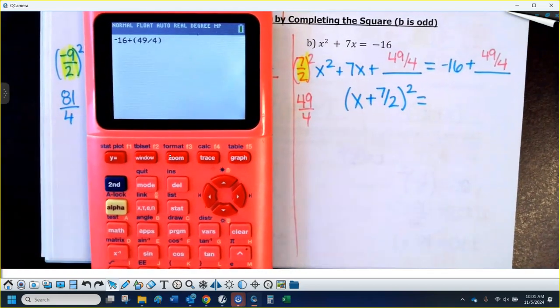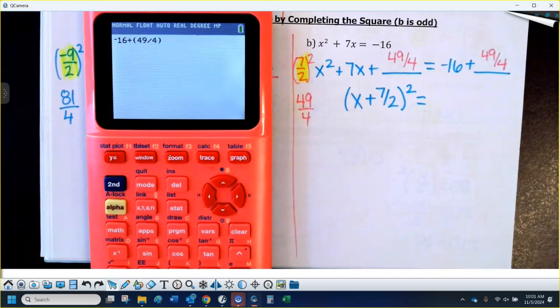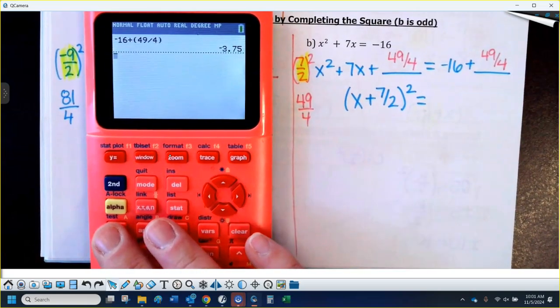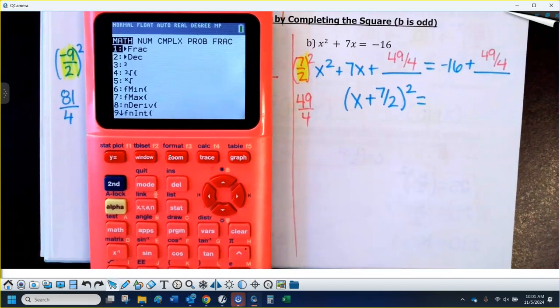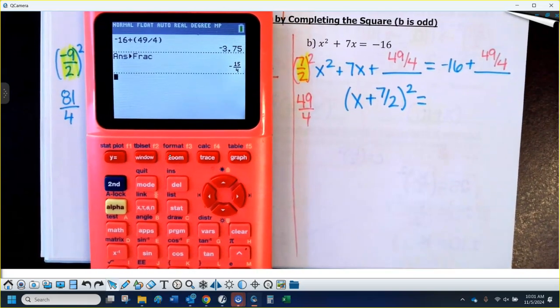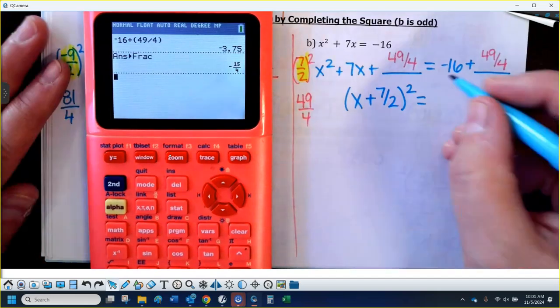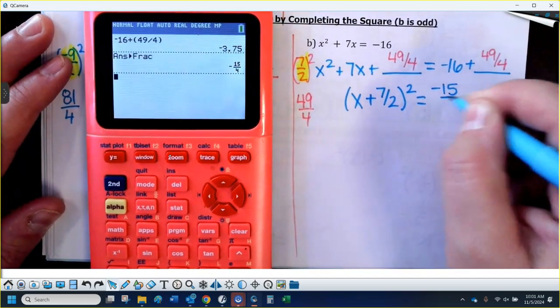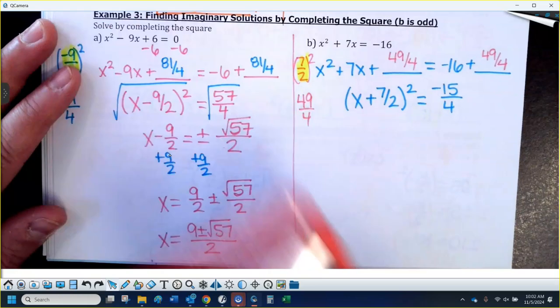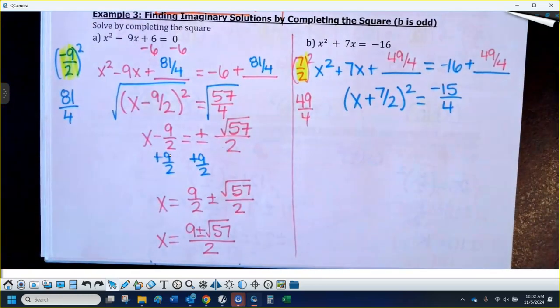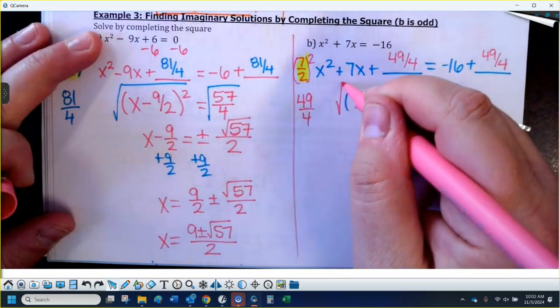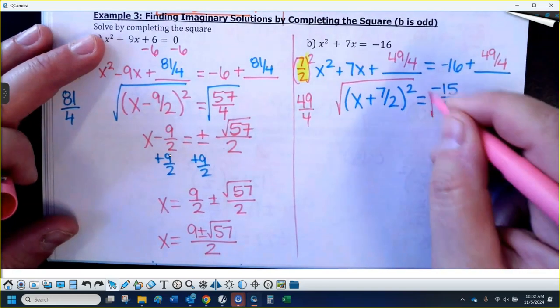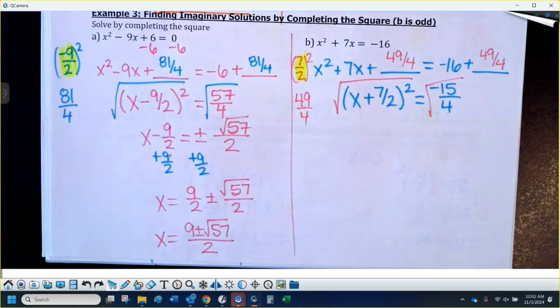So I'm just using my calculator to do negative 16 plus 49 over 4. Hit enter, and then just go, I know you can convert this, but I'm just being lazy. Hit math, and then hit enter twice, and it'll make it a fraction for you, in lowest terms, so this is negative 15 over 4. Once you're here, we're just going to take a square root. We want those parentheses because we can just cancel them out all at once by taking a square root.